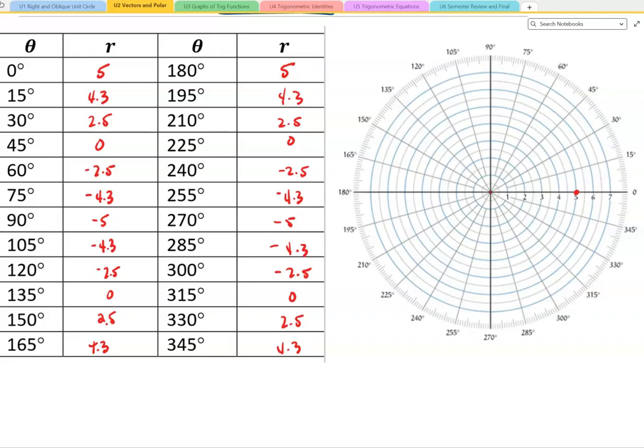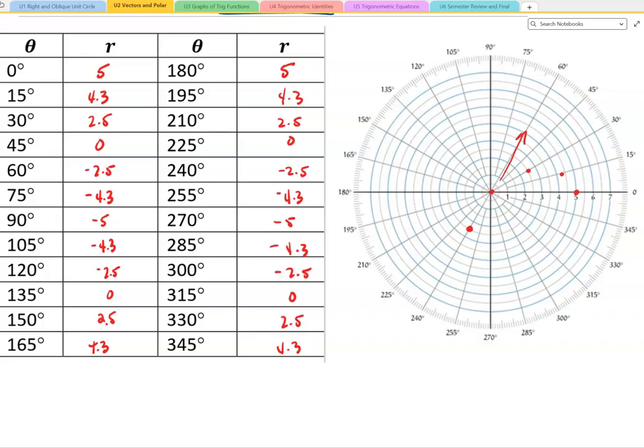At 15, I'm going to go down to 4.3, which is right about here. At 30, I'm going to place 2.5, then 0, then negative 2.5. Now this is kind of interesting. If I'm facing a 60-degree angle, so I'm facing in this direction, I would actually go backwards 2.5 units, and I'm going to label that position right here.